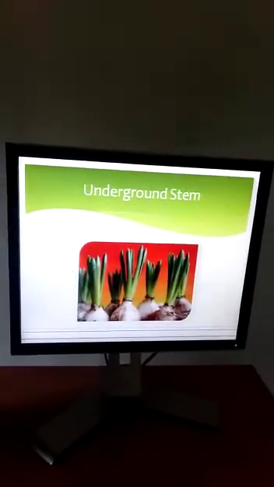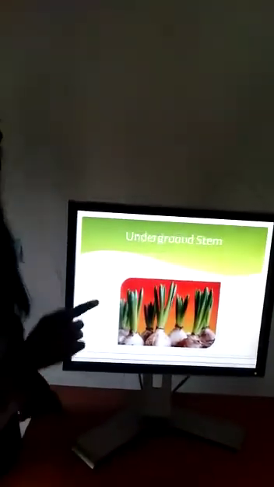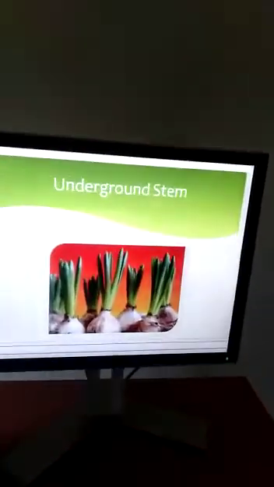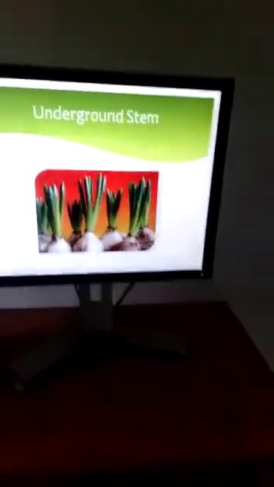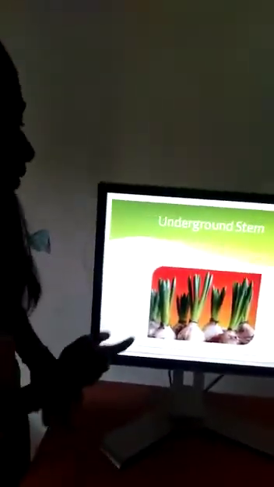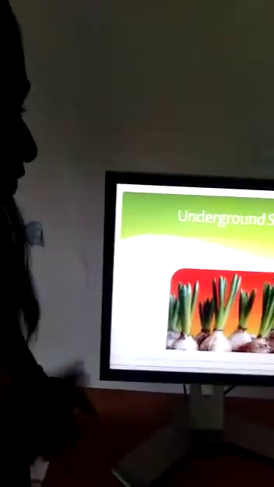Now we are going to talk about underground stems. Some plant stems live inside the ground. These are called underground stems. Examples: onion, banana, leeks, colocasia, etc.